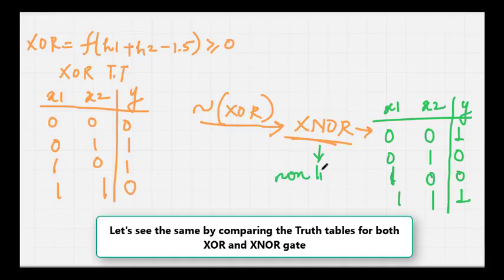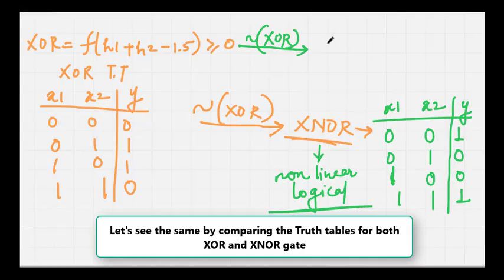I have explained earlier what linear and non-linear logic gates are. So just remember this: XOR and XNOR are non-linear logic gates, whereas AND or NOT are linear logic gates, which are linearly separable and can be linearly modeled easily. So whatever equations we derived for XOR, keep them as they are. When you have the final output, just apply a negation to that. You will get the equation for XNOR, which will be F of minus H1, minus H2, plus 1.5. This should be greater than 0. So now you have an equation to design an XNOR gate as well.